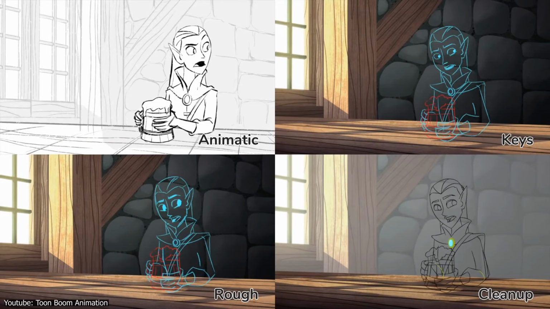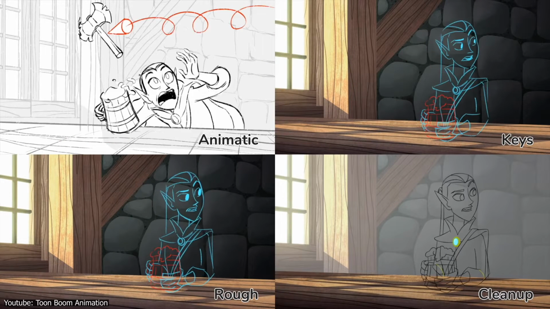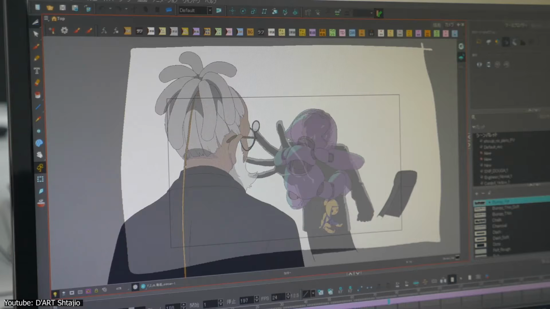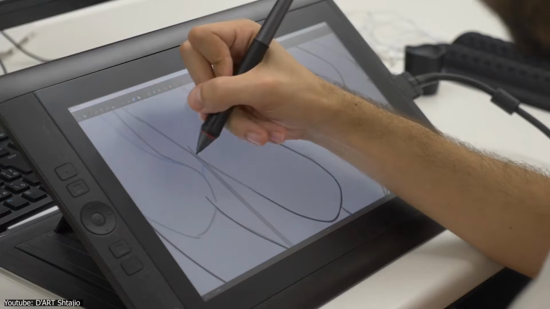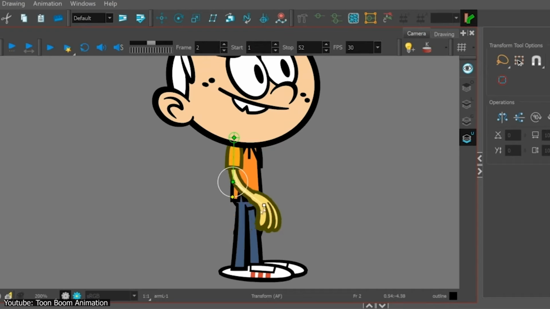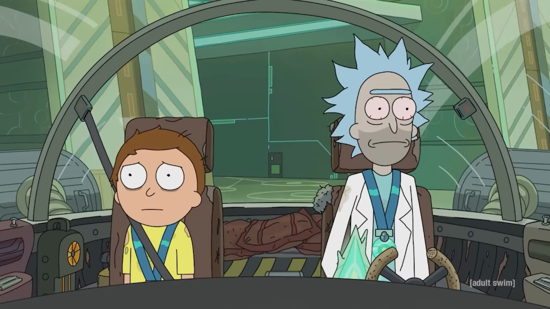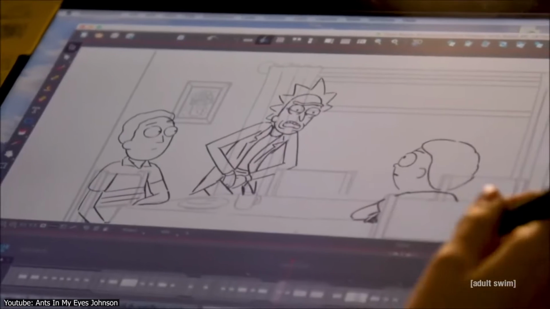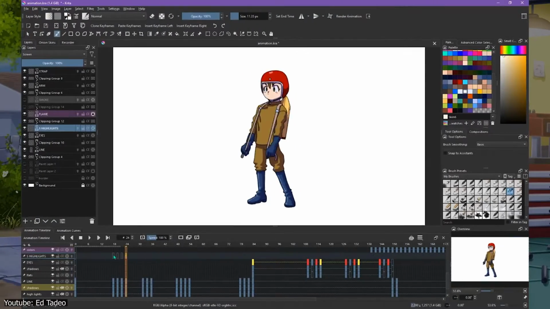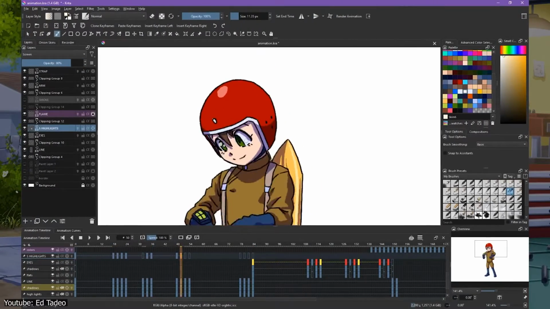Toon Boom Harmony is the leader in the 2D animation industry these days. It is a jack of all trades and, dare I say, master of all? It has frame-by-frame capabilities with rigging and 3D elements integration. Remember Rick and Morty? It uses Toon Boom Harmony for animation. Krita is a free software and has some frame-by-frame animation capabilities.